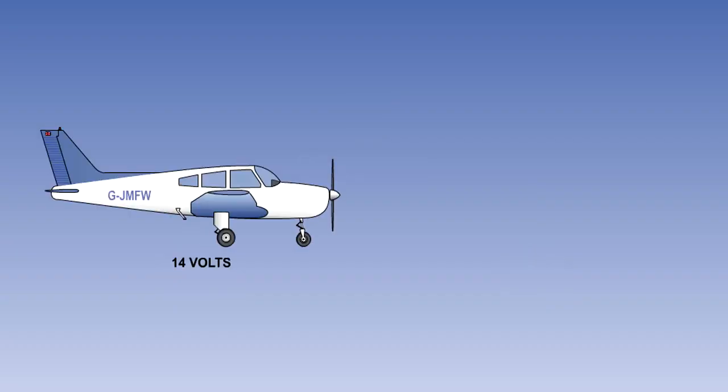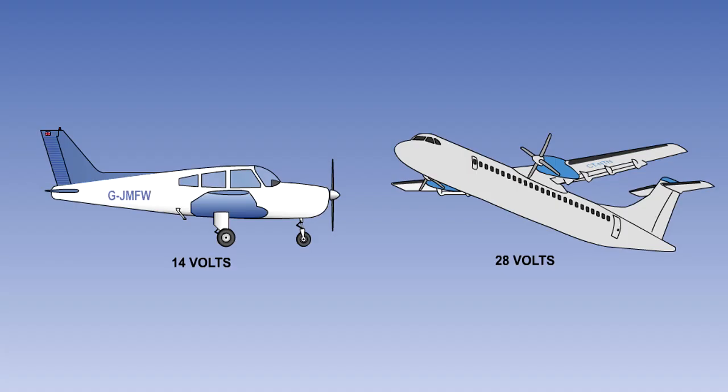Most light aircraft DC electrical systems operate at 14 volts, and so all the equipment is designed to operate correctly when supplied with 14 volts. Larger aircraft DC systems operate at 28 volts. It is necessary for the output of the generator or alternator to be controlled or regulated to ensure that at all times the output voltage is constant.